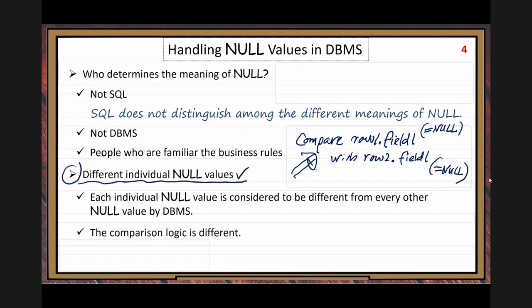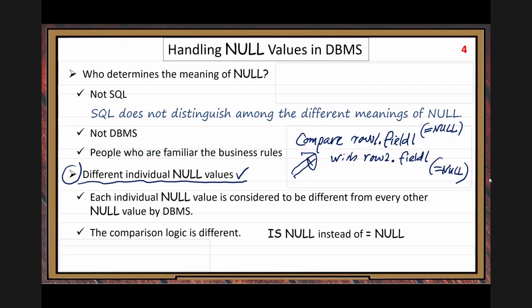The comparison logic is different. So when you do comparison, the result would be different. Later we will talk about the result. We use special ways to handle the comparison results. So you need to use a special property.